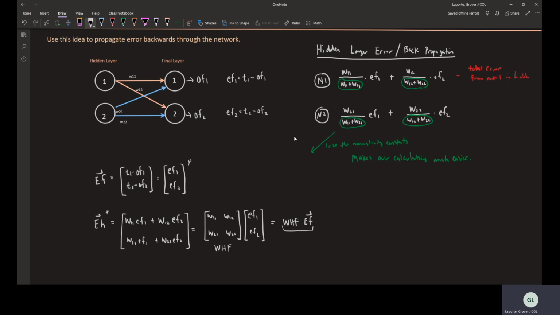What we're going to talk about next time is how we're going to use this error in order to update our weights. So be ready for that.